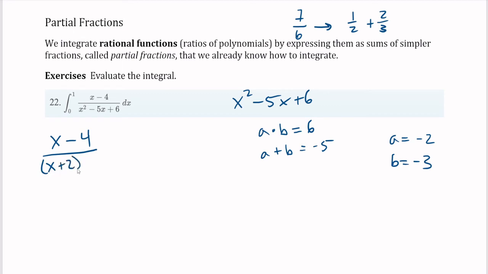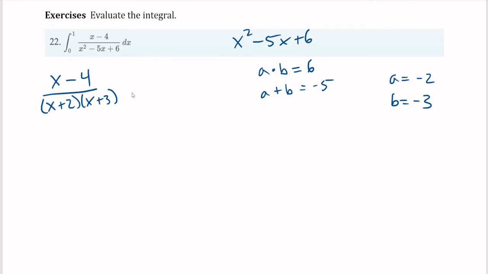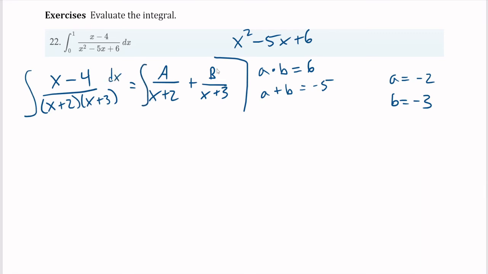X plus 2, X plus 3. Multiply this out, awesome. We're going to get the same thing here. Okay, so now the goal is to rewrite this as some number A over X plus 2 plus some number B over X plus 3. This is the goal. If we could do this, just think about this. Whoa, this integral is going to be way easier to do than this one. Way easier. So we got to get there.